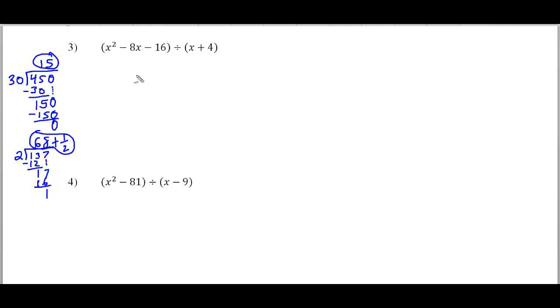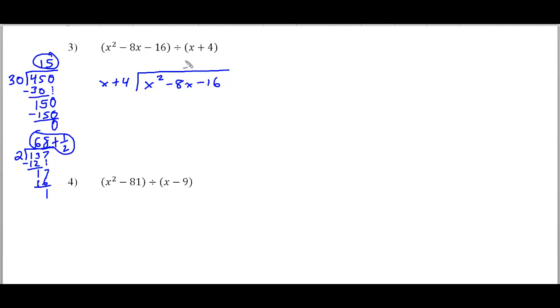So if I look at this problem here, I want to see if x plus 4 is a perfect factor of x squared minus 8x minus 16. So I'm going to make my long division problem just like I did with my whole numbers. Now, can x plus 4 go into x squared? No, it can't, because this has 2 terms and this has 1. So can x plus 4 go into x squared minus 8x? Absolutely.